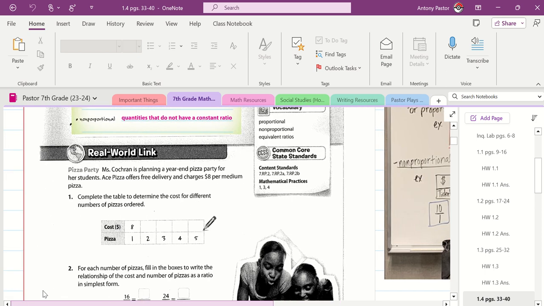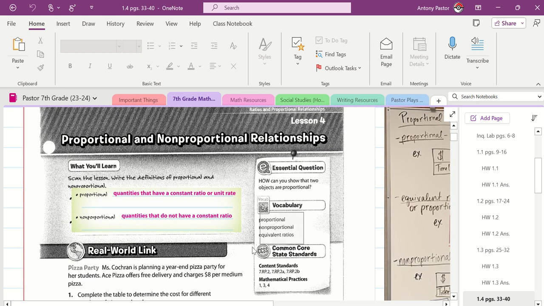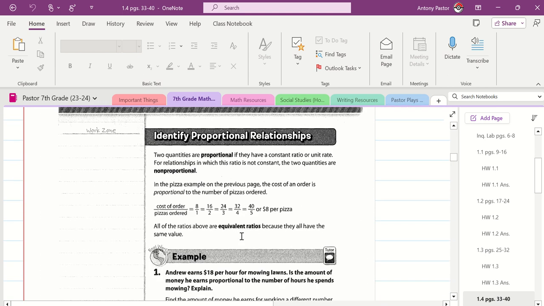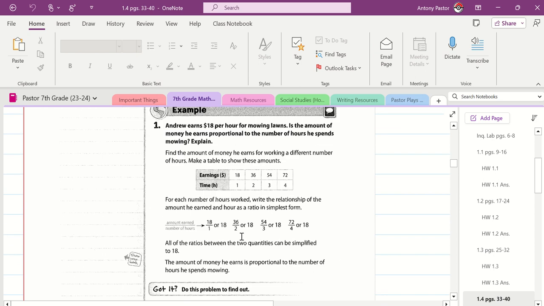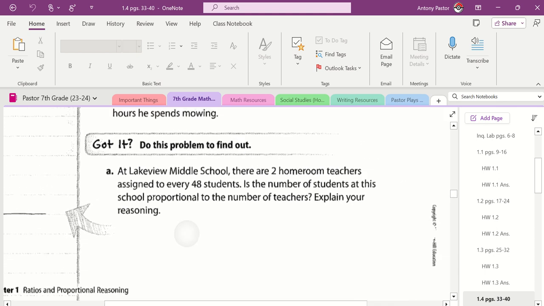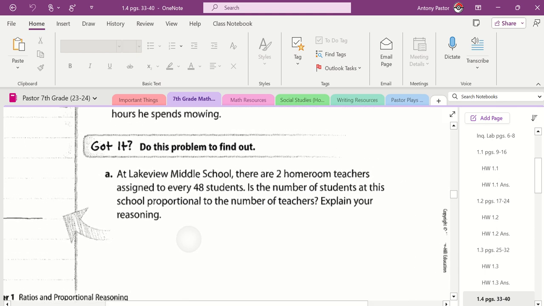Going to the textbook. Again, make sure proportional, non-proportional, and equivalent ratios are in your notes. Again, this is going to be kind of a quick lesson. Let's go to an example. We used that example already. So let's do this Got It really quick. We're going to do this problem to find out.